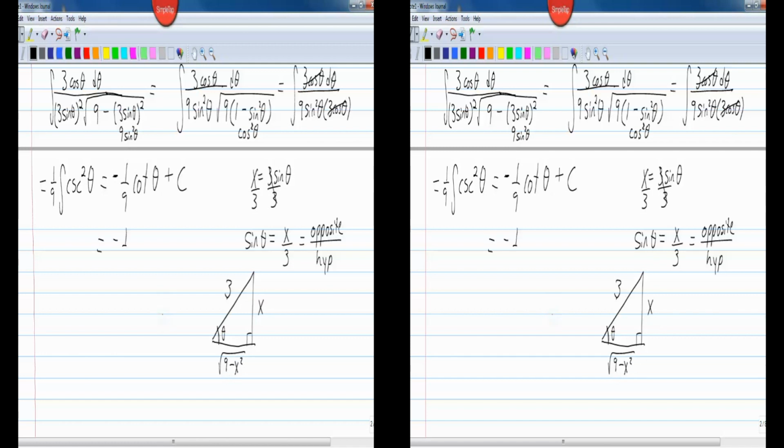So this is negative 1/9 times the adjacent side, square root of 9 minus x squared, over the opposite side, x, plus c. So now we've changed this trig answer back into algebra using a right triangle. Okay? Let's look at another example.